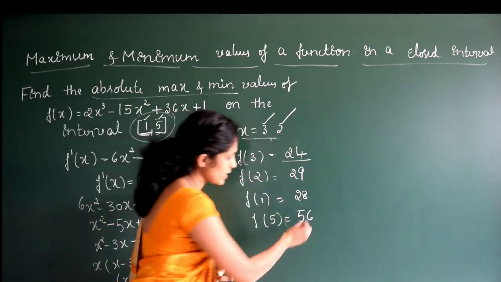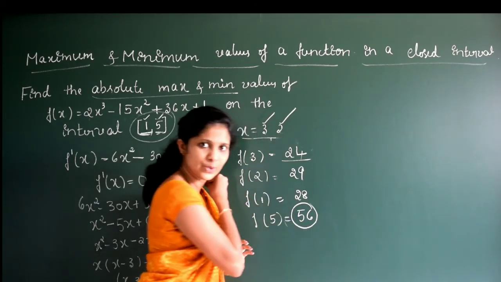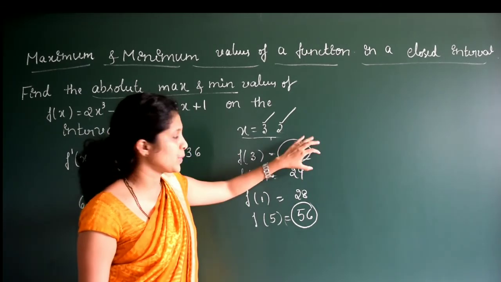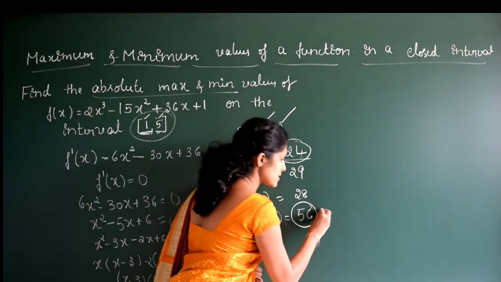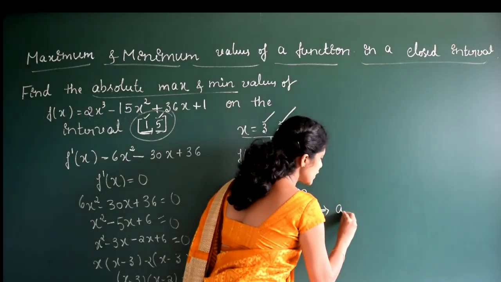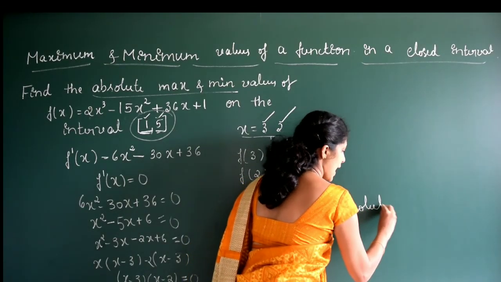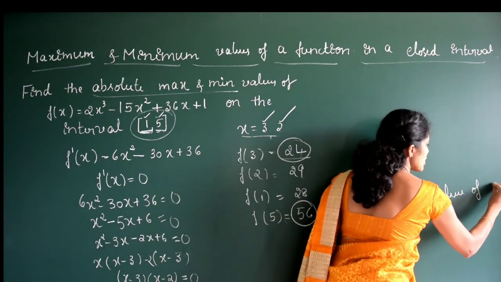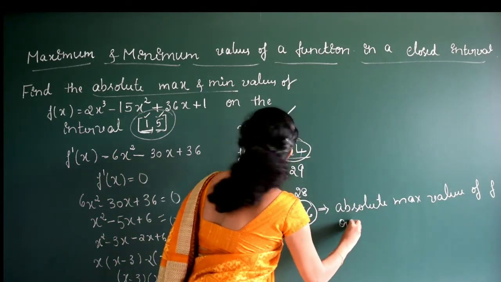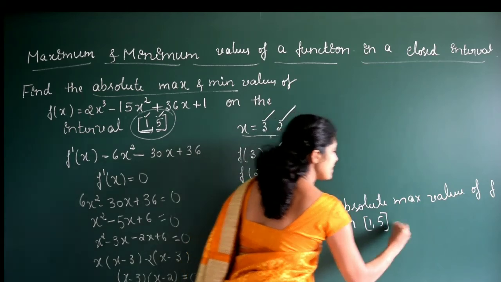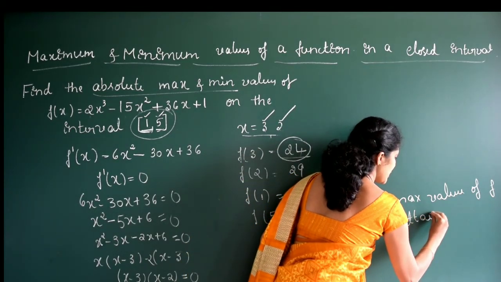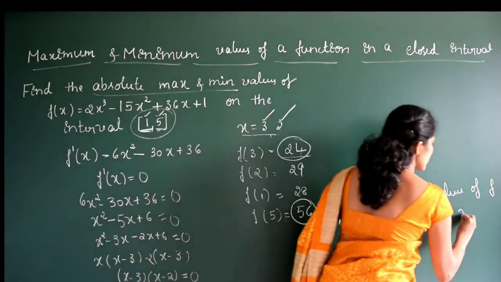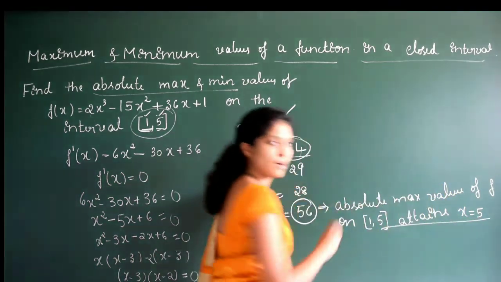Here you can observe this one. The value 56 is the maximum value, right? And the minimum value is 24. So clear? 56 is the maximum value and 24 is the minimum value. So we can say that 56 is the absolute maximum value of the function f on the interval 1 to 5, attained at the point x is equal to 5. So this is called the absolute maximum value.